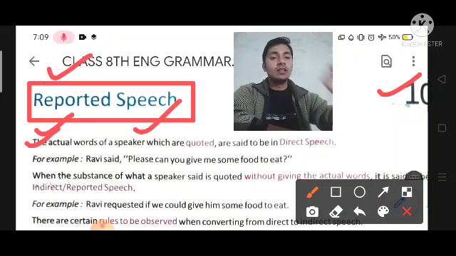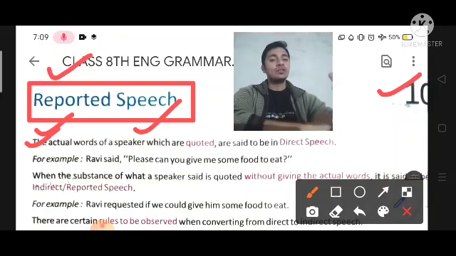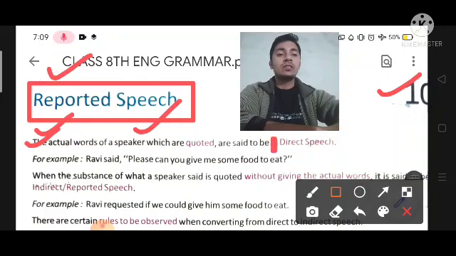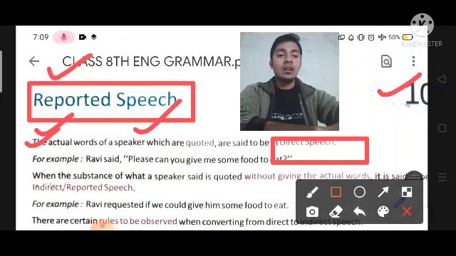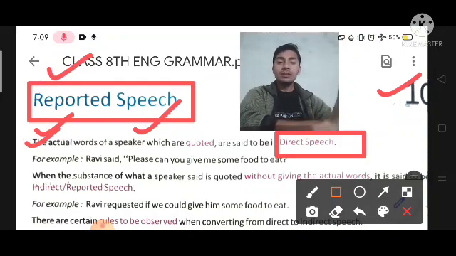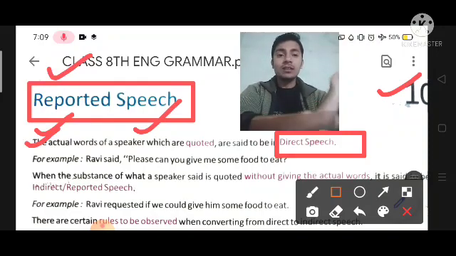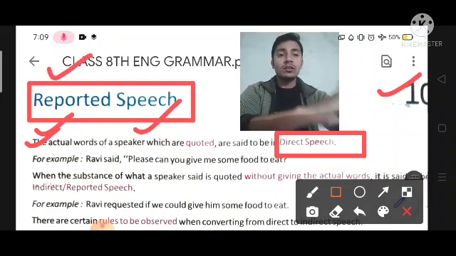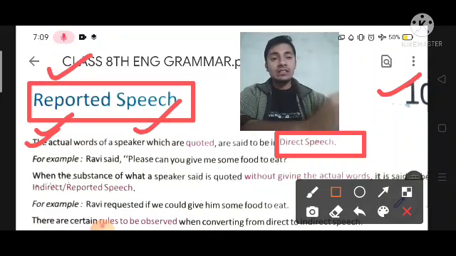So listen first: the actual words of a speaker which are quoted are said to be direct speech. Listen very carefully, because this is very important to understand what direct speech is. Direct speech is very important to understand. Direct speech is the statement that is said directly to others. Over here you can see the actual word, the proper word, that is said by the speaker.